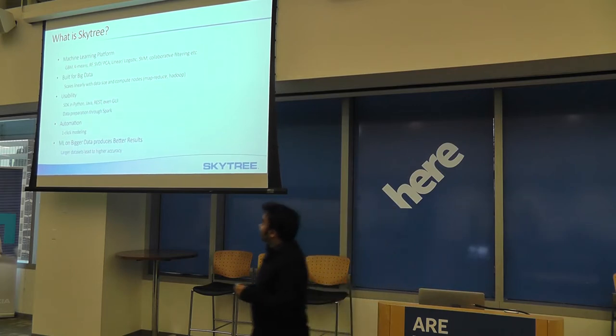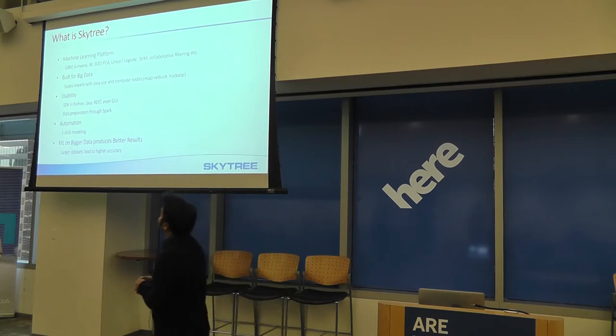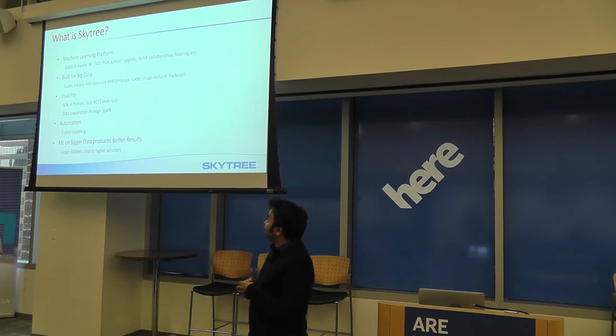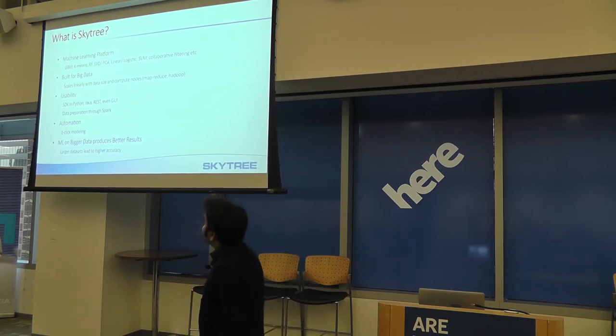Some more ideas about Skytree. We do machine learning. There are several algorithms that we have: gradient boosted machine, k-means, random forest, SVD, principal component analysis, linear and logistic regressions, SVMs, collaborative filtering, etc.